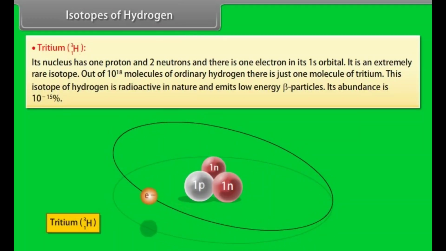It is an extremely rare isotope. Out of 10^18 molecules of ordinary hydrogen, there is just 1 molecule of tritium. This isotope of hydrogen is radioactive in nature and emits low-energy beta particles. Its abundance is 10^-15 %.